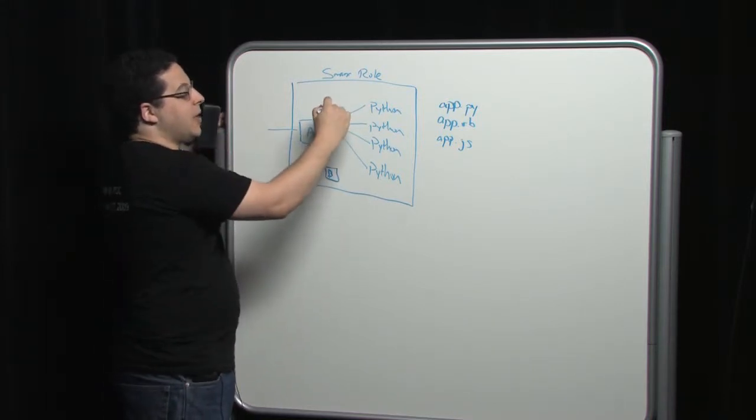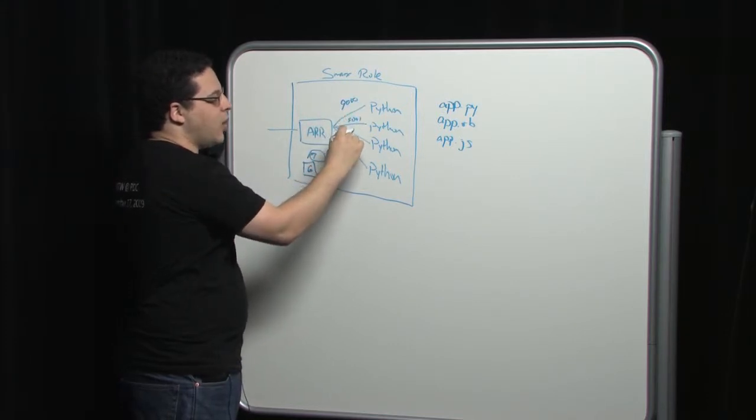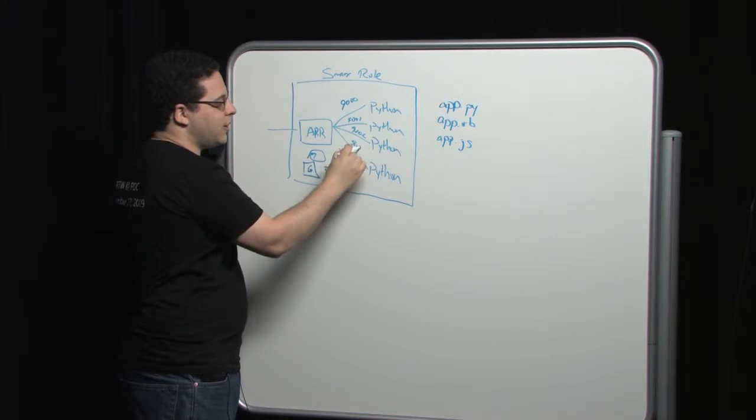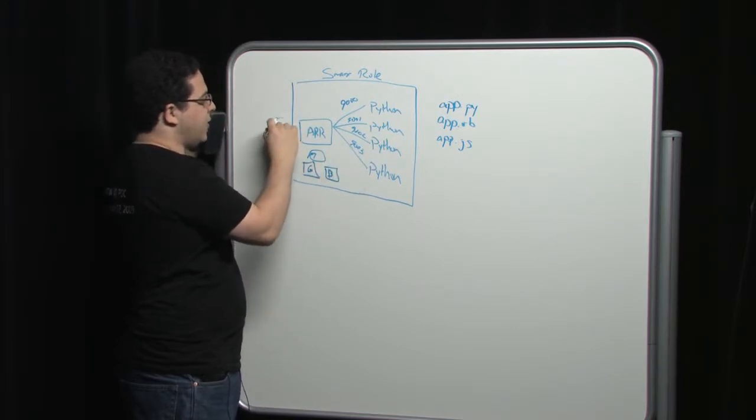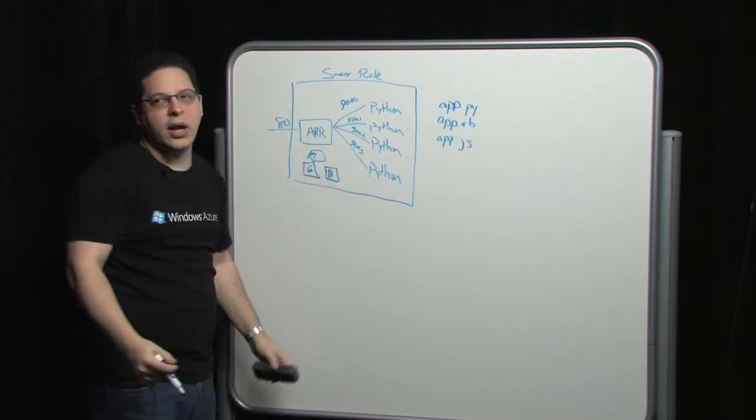And so these things are running, by the way, on different ports. So like this will be port 9000, this will be port 9001, 9002, 9003. But application request routing is listening on port 80 and sort of forwarding these things. So it all comes on port 80, but it looks like this.